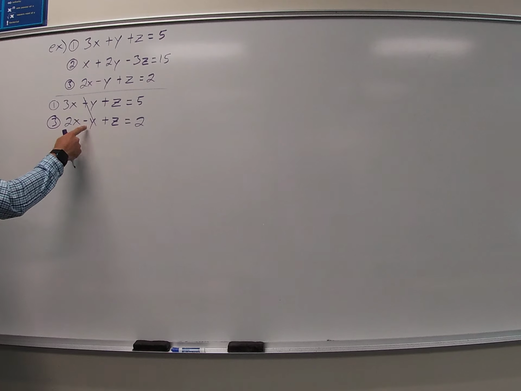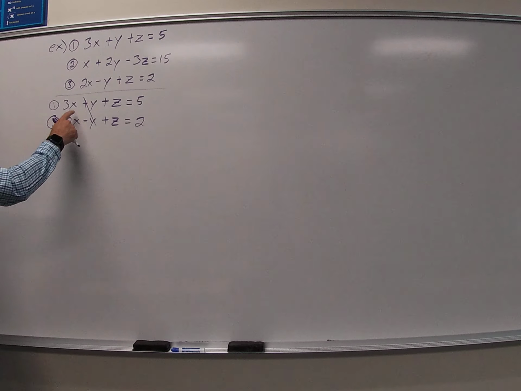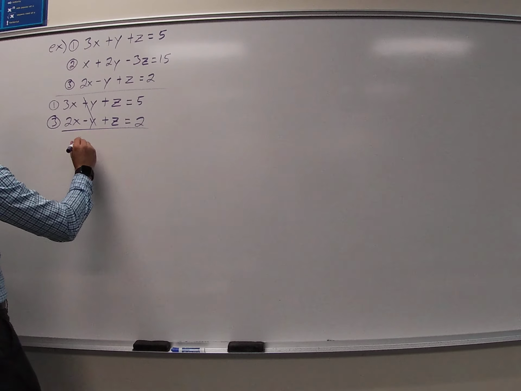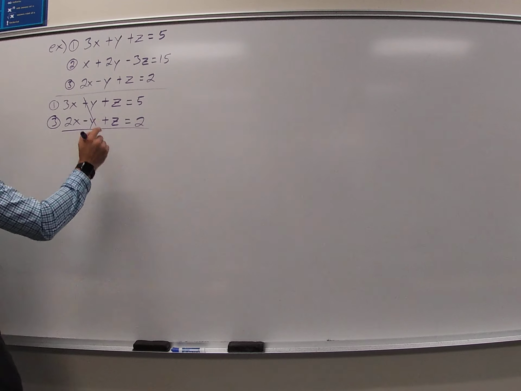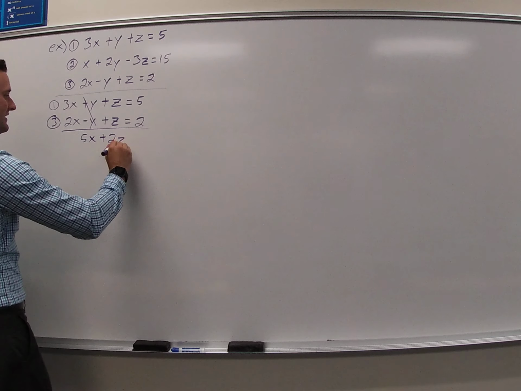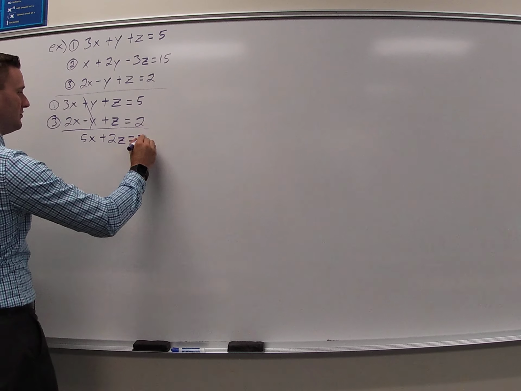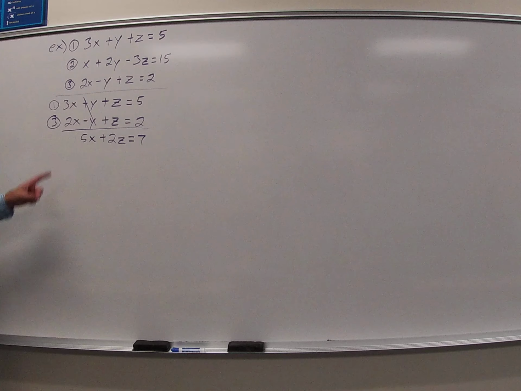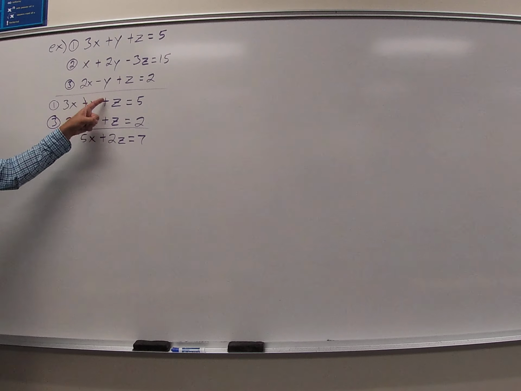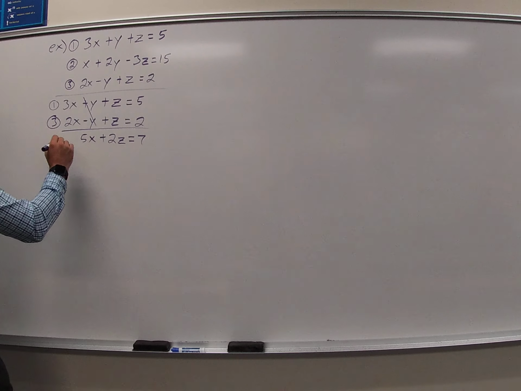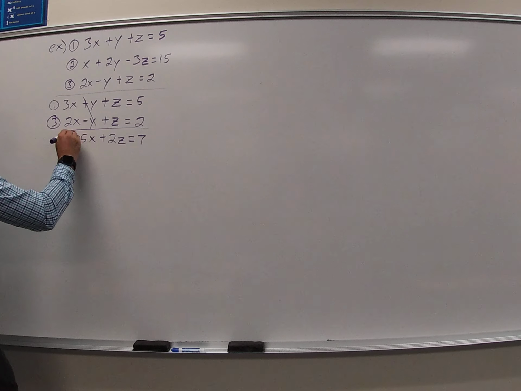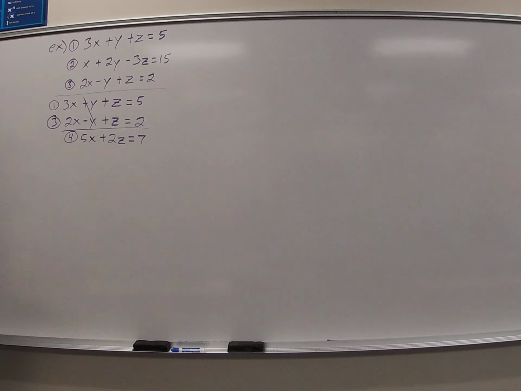I have a positive 1 and a negative 1. That gives me 0. 3x plus 2x is going to give me a 5x. A 1z plus another z gives me 2 of those z's. And then 5 plus 2 gives me 7. So 5x, y's are gone, 2z, and 7. So this isn't too bad. Once you get rid of one variable, though, you're going to relabel this as line 4. So this is going to be line 4, and we're going to use this later in the problem.